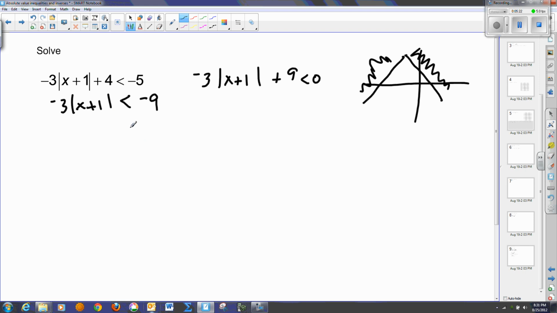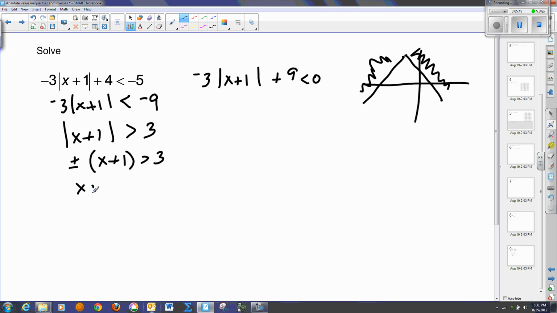We're going to divide by a -3, giving me a +3, but I flip the inequality, and I have an absolute value of x plus 1 is greater than 3. Again, to remove this, I say what's inside could be positive or negative, and that's still going to be greater than 3. Got two equations to solve.